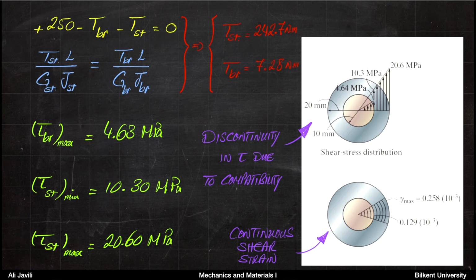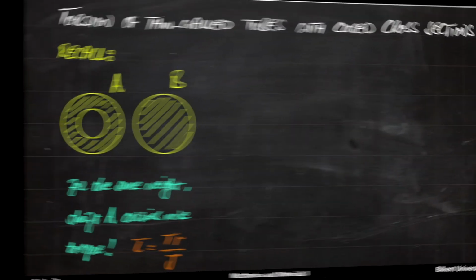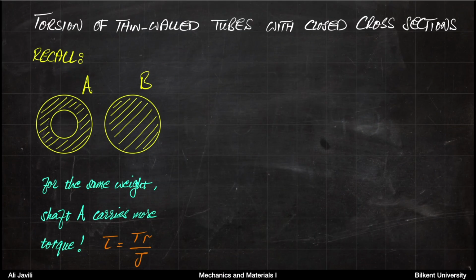All right. So this was another interesting example dealing with statically indeterminate torque-loaded members. The second topic of this lecture is torsion of thin-walled tubes with closed cross-sections. If you recall from one of our previous lectures, we discussed two shafts. One shaft with solid cross-section, let's say shaft A, and another shaft with the same weight, but now with a hollow cross-section or a tubular shaft, shaft B. And we concluded that for the same weight, shaft A carries more torque.